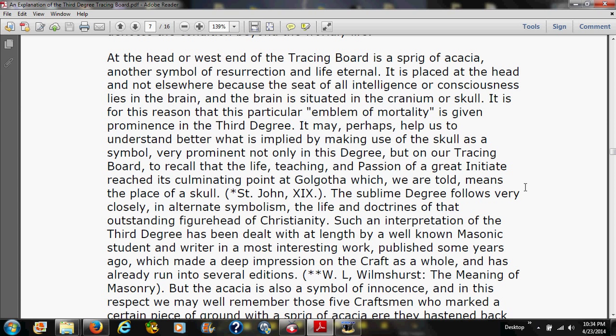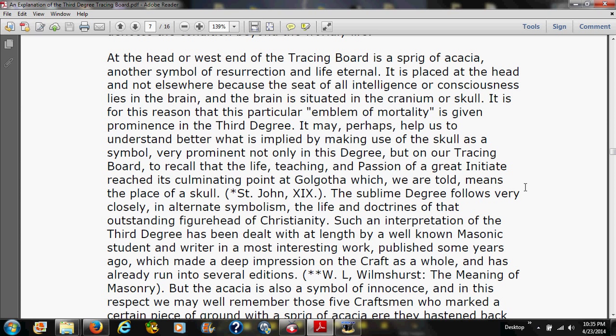It may perhaps help us to understand better what is implied by making use of the skull as a symbol, very prominent not only in this degree but on our tracing board, to recall that the life, teaching, and passion of a great initiate reached its culminating point at Golgotha, which we are told means the place of the skull. The sublime degree follows very closely in alternate symbolism the life and doctrines of that outstanding figurehead of Christianity.